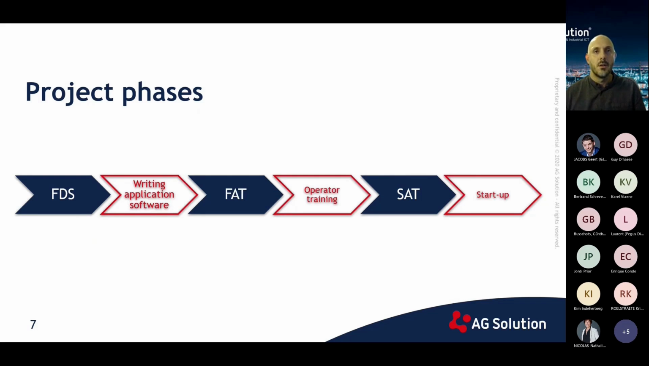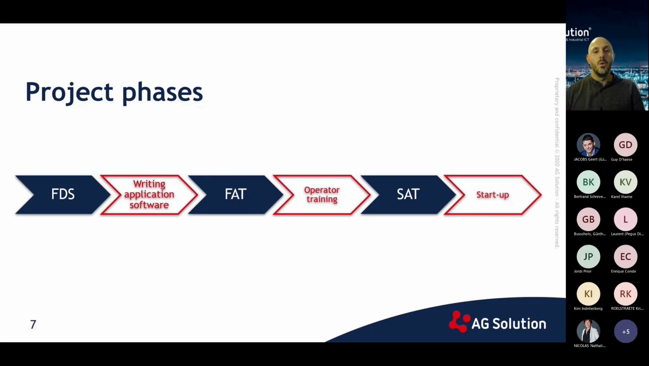Typically, a project starts with writing a functional design specification, or FDS. This describes in detail how the application software should work. Based on this FDS, the application software will be written. Once the software has been tested in-house, a quality check will be done by the customer during the factory acceptance test, or FAT. Developing the digital twin is done during the writing and the FAT project phases.